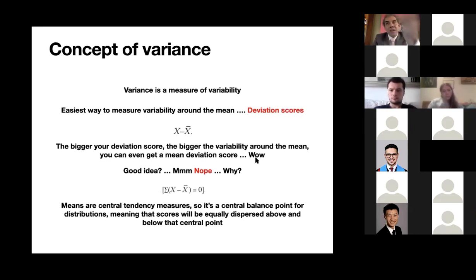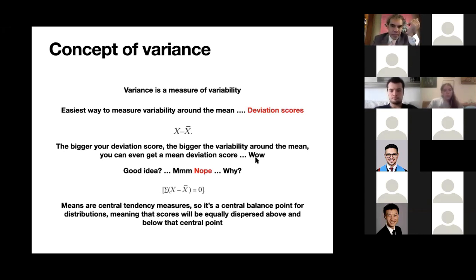Why? Because the mean is a measure of central tendency. So here I put it. Means are central tendency measures. So it's a central balance point for distributions, meaning that scores will be equally dispersed above and below the central point. So if I subtract all my measurements from the mean, I'll subtract the same amount of measurements above the mean as below the mean. So in the end, I'll get 0. Okay. So what can we do to get past this problem? Because we can't have any variability if it's 0.